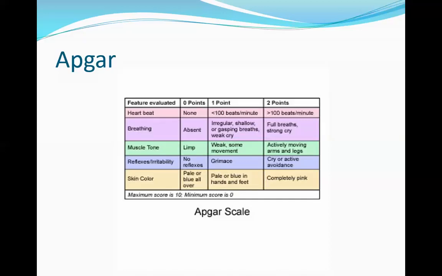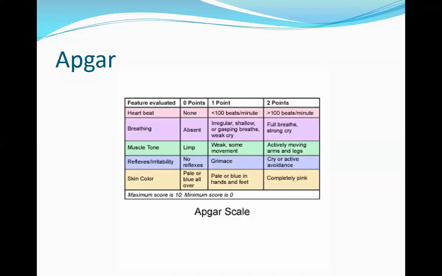Again, this is a table that is used to assess a baby with 5 features being evaluated: heartbeat, breathing, muscle tone, reflexes and irritability, and skin color. For each feature, they're given 0 to 2 points, with a minimum score of 0 and a maximum score of 10. For heartbeat, 0 point is none, 1 point is less than 100 beats per minute, and you get 2 points for greater than 100 beats per minute.